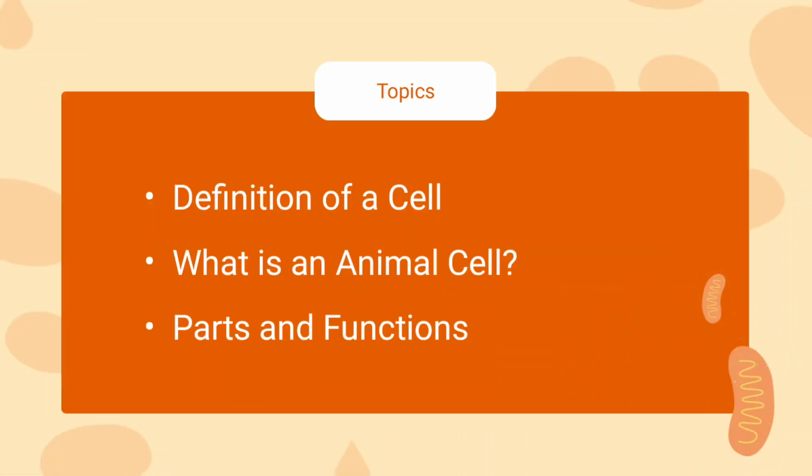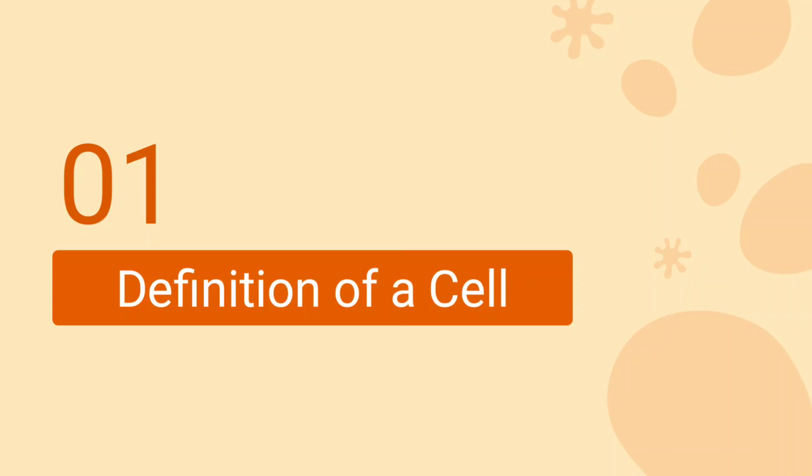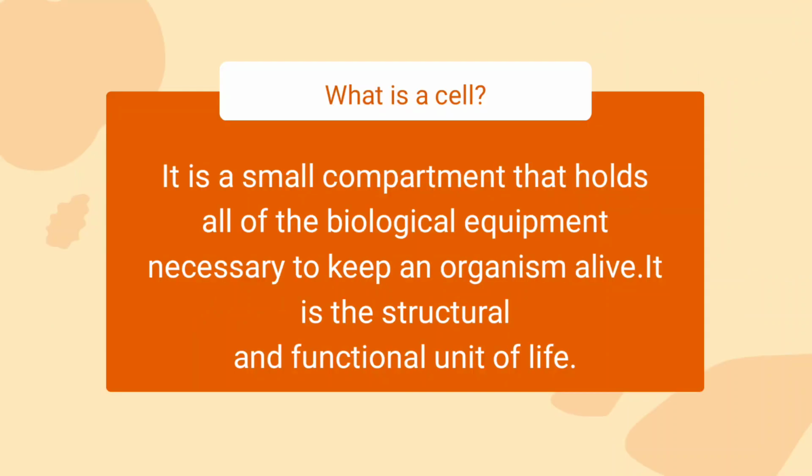So as I said, the definition of a cell: a cell is a small compartment that holds all of the biological equipment necessary to keep an organism alive. So it is also known as the structural and functional unit of life. It is so because the cell gives a structure to the organism and helps to perform all the functions required to keep an organism alive. So it is known as the structural and functional unit of life.